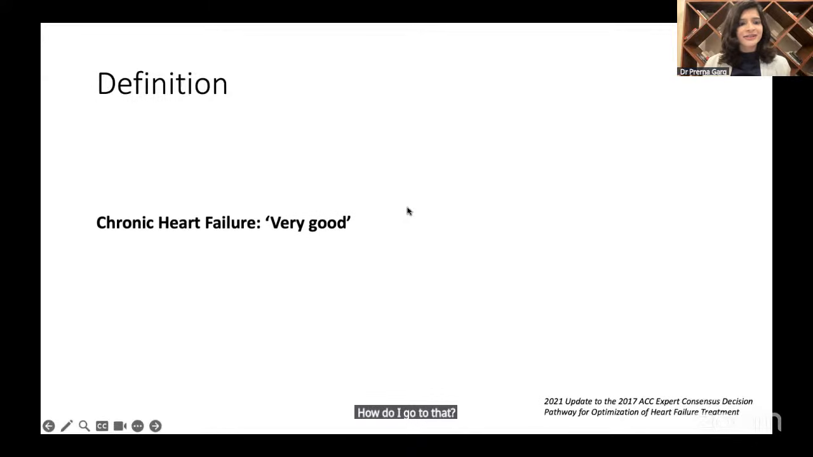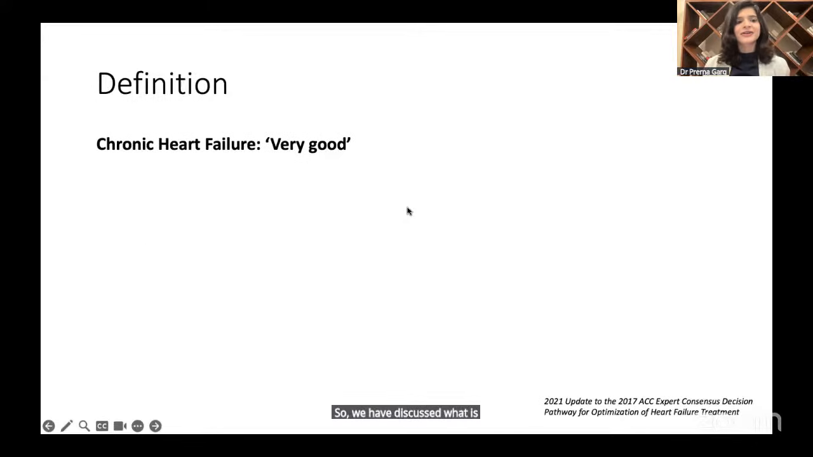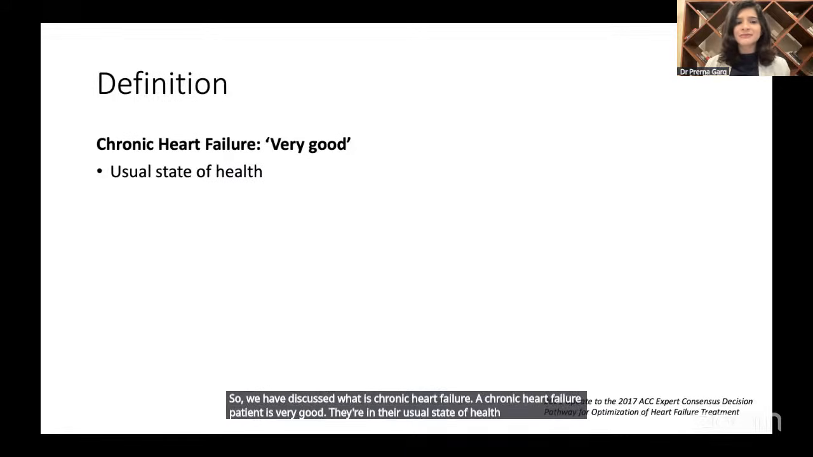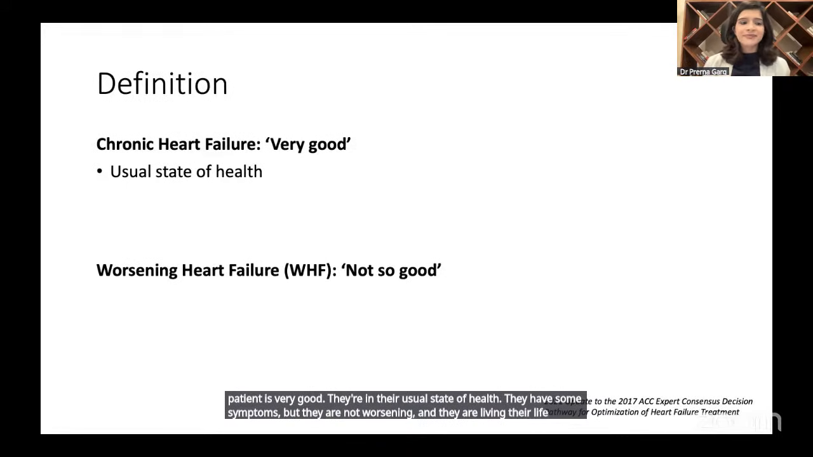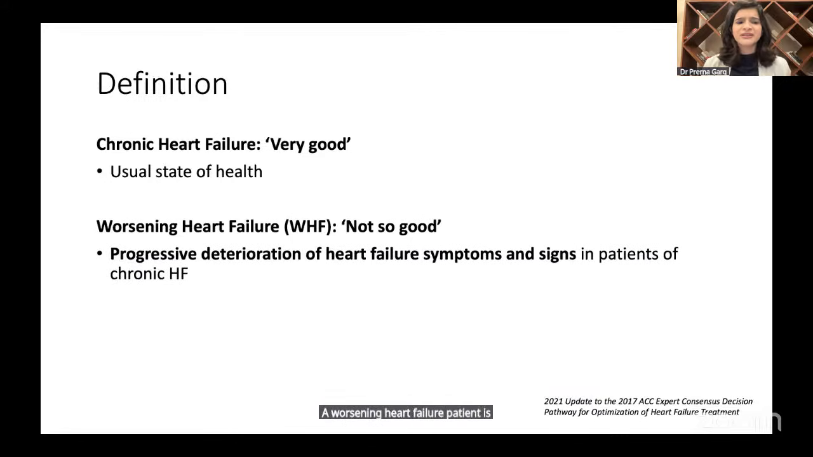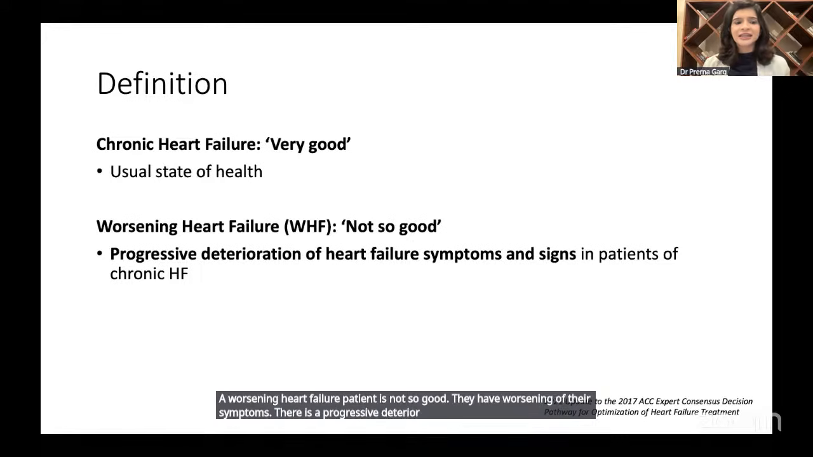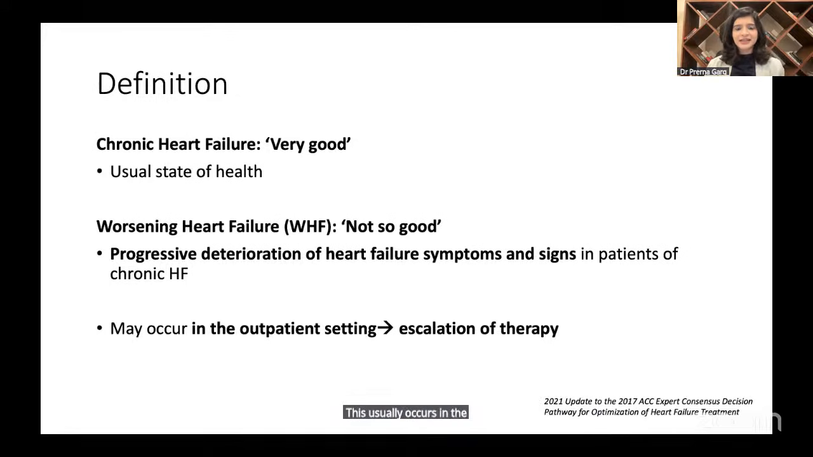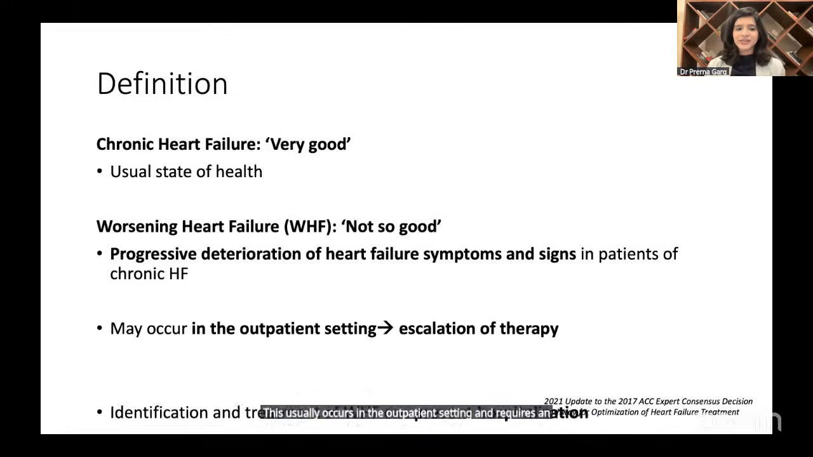So we have discussed what is chronic heart failure. A chronic heart failure patient is very good. They are in their usual state of health. They have some symptoms, but they are not worsening and they are living their life as usual. A worsening heart failure patient is not so good. They have worsening of their symptoms. There is a progressive deterioration in their symptoms in a patient who already has heart failure. This usually occurs in the outpatient setting and requires an escalation of therapy.